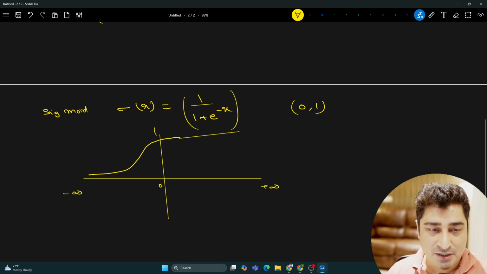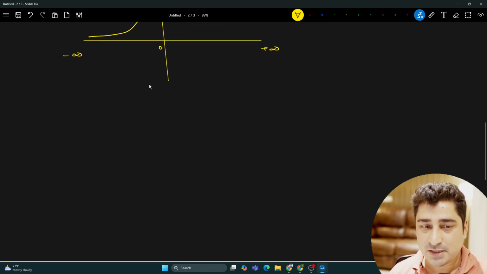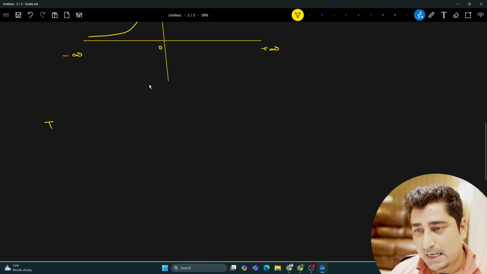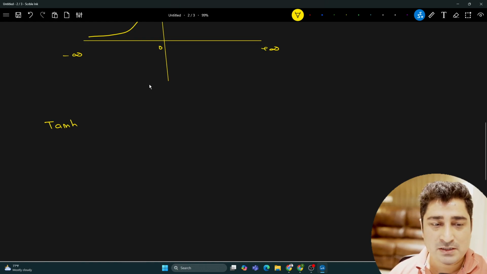Now, the next famous activation function is called tangent or hyperbolic tangent, which is called tanh. Now, what is the formula for tanh?